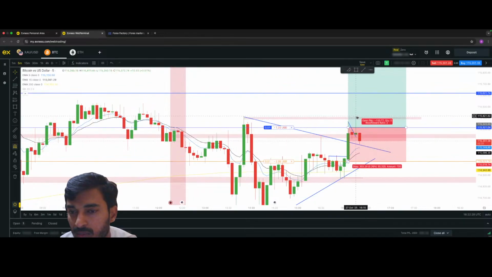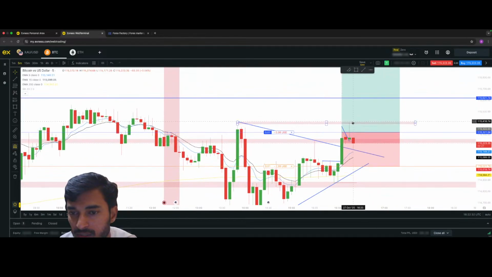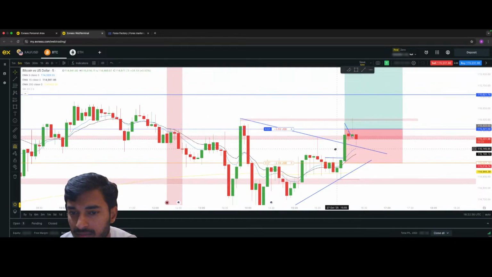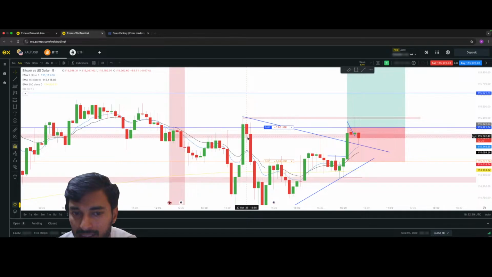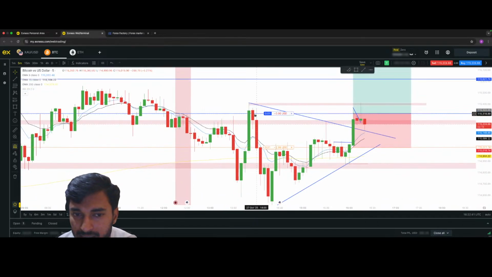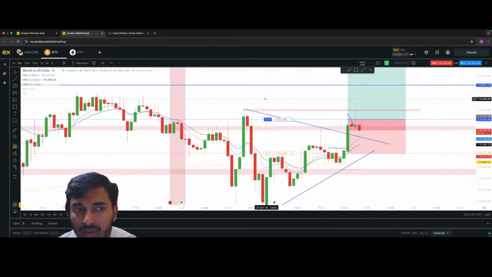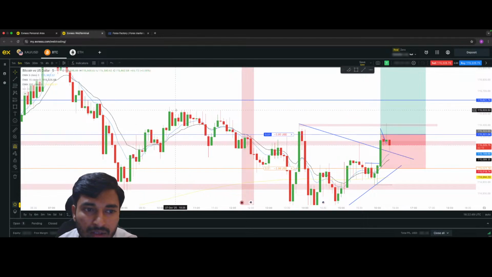If it closes above any of these, if you want to take a trade, you can. If it closes above this, you can take the trade, or else this will be an aggressive entry, because here there is a massive resistance and it has fallen down. So now it is taking resistance over here. If it closes above this, then it might cross this also.